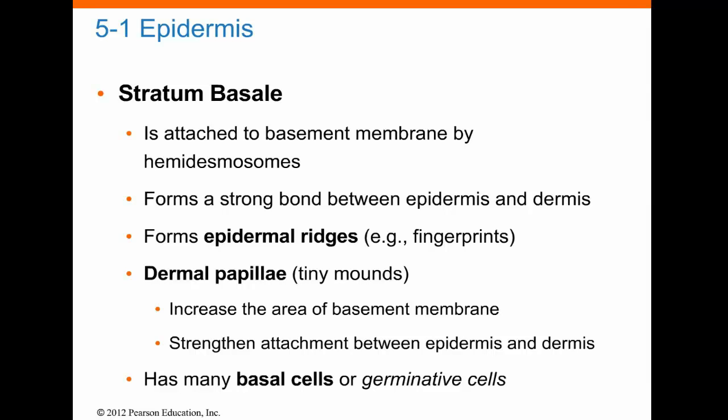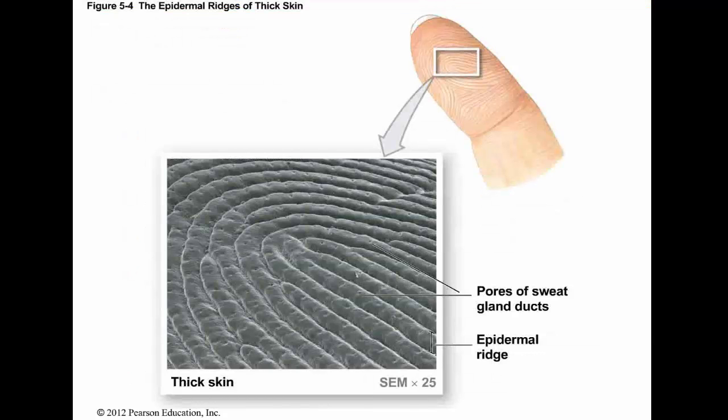You've got the epidermal ridges, which form the fingerprints, and you've got the dermal papillae, which are the tiny mounds. And they also increase the area of basement membrane. And it has many cells, where the cells are actually dividing and moving upwards. So whilst in profile and on the micrograph it looks like a static system, the cells are all moving towards the stratum corneum to be shed and being renewed down at the basal cells.